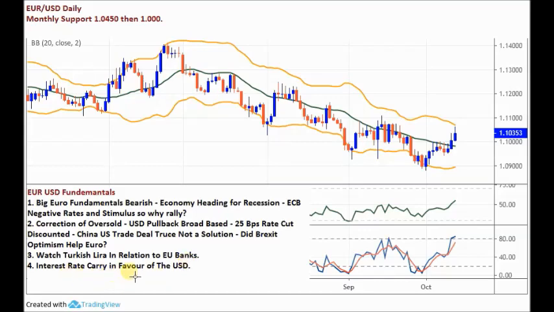The interest rate carry is in favour of the USD. Obviously, interest rates are so important in terms of Forex pairs. Obviously, you've got negative rates in the Eurozone. Okay, the US are bringing rates down, but it's a decent carry. And I personally think institutions will hit the euro on the rally. Now, in terms of the chart, it's low volatility, near historical lows, but the euro has basically come down.